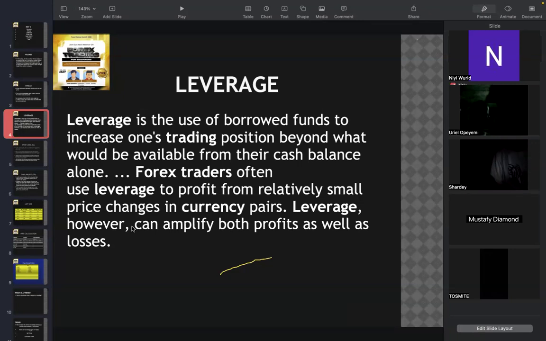So it was just like borrowed funds, available beyond their cash balance alone. So this is how you make use of the leverage, because it was actually a borrowed fund. That is how it's good. It is not a big deal.